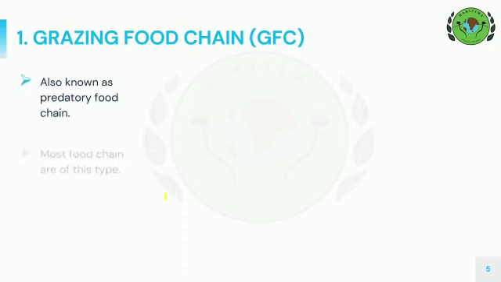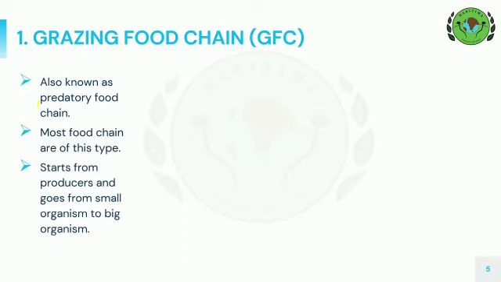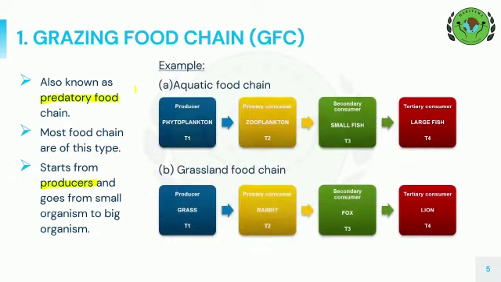Now firstly, let's see grazing food chain. It is also known as predatory food chain, and most of the food chains are of this type only. It starts from the producers and goes from small organisms to the big organisms. Examples of grazing food chain are aquatic food chain and grassland food chain. In aquatic food chain, phytoplanktons, which are the smaller organisms, act as the food for zooplanktons, and then zooplanktons are the food for small fishes, and small fish acts as the food for large fish.